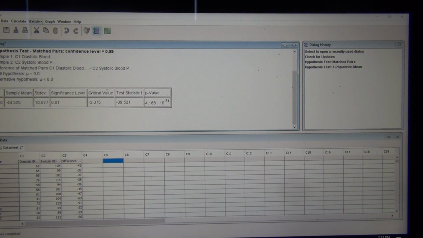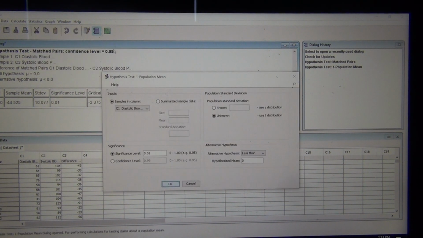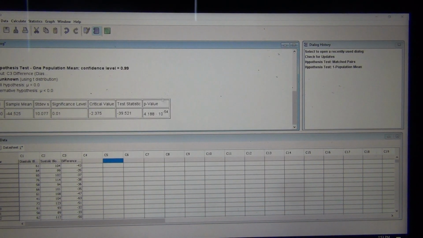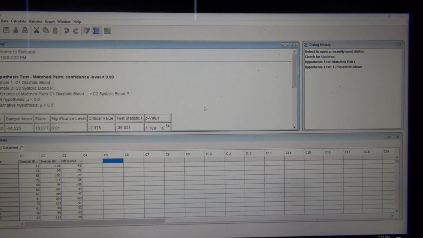Let's look at statistics, hypothesis test, one population mean. And again, I wanted the differences, column 3. There we go. Now we got it. Sometimes you click on something and not what you expect pops up. That usually means you clicked on the wrong data set. All right, there we go. Now we're getting the same exact numbers as we did with the matched pair test.